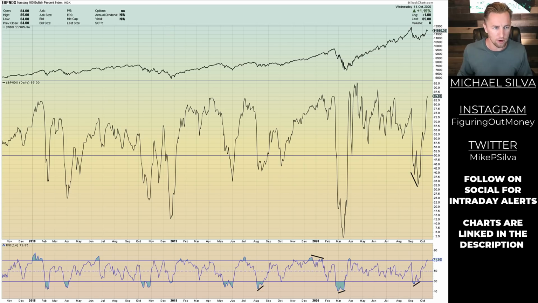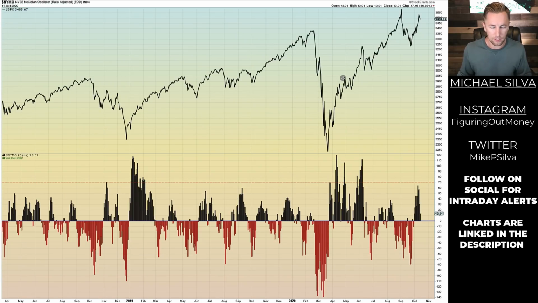Let's look at the NYMO. NYMO is the McClellan oscillator. Yesterday we were printing a number around 30. Today we're printing a number around 13. That's getting bearish. This is what I was talking about first off: if you're above zero, that means there's positive breadth in the market. It's good, but you have to look at the velocity of the move. And we were coming from way down here, from minus 80, which is pretty aggressive.